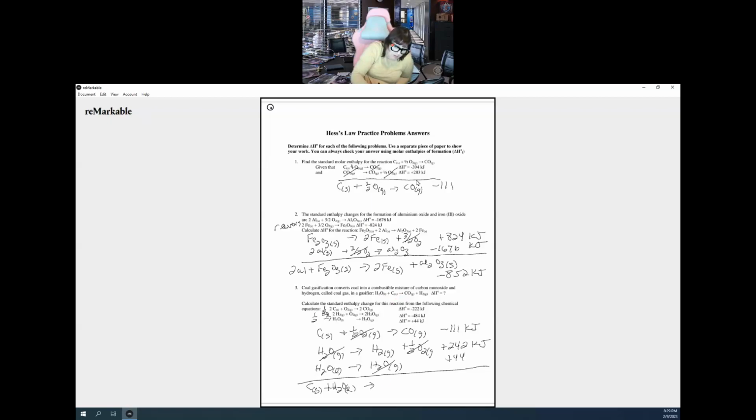And that leaves me with a CO gas plus H2 gas, which is what I was expecting. So the H2 is right there. So I need to add those values together. So the negative 111 plus 242 plus 44. And that gives me positive 175. Sweet.